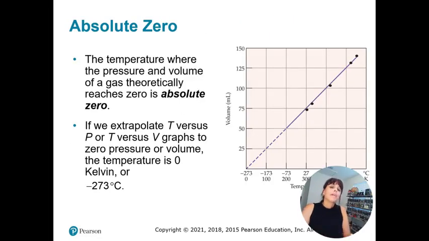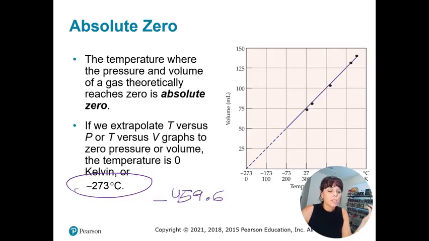So when you talk about temperature, it's important to understand what absolute zero is. The temperature where the pressure and volume of a gas theoretically reach zero is absolute zero. It is the temperature at which a thermodynamic system has the lowest energy. It corresponds to negative 273 degrees Celsius, or minus 459.67 degrees on the Fahrenheit scale.